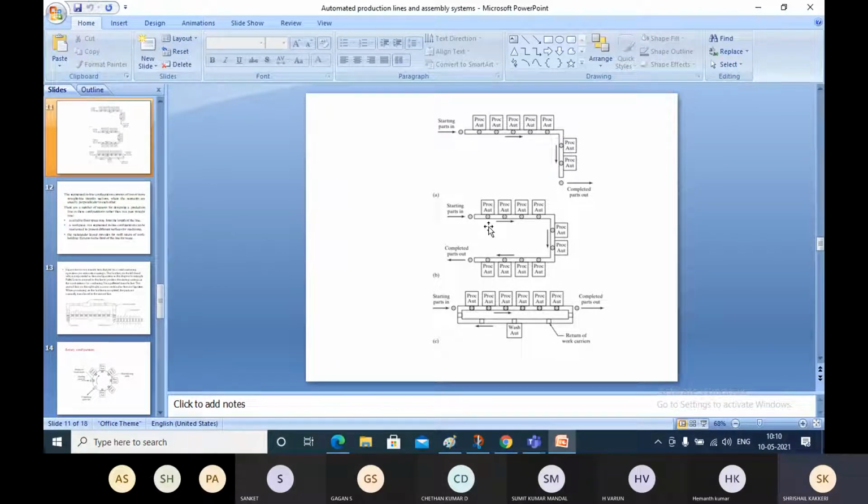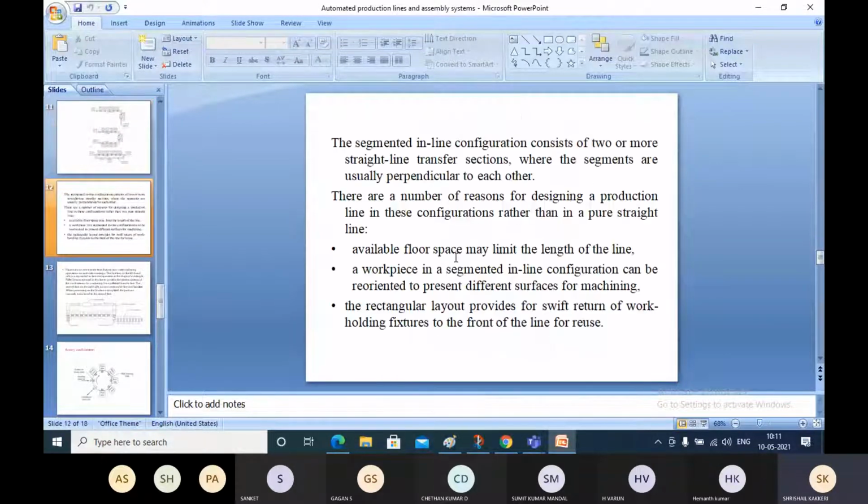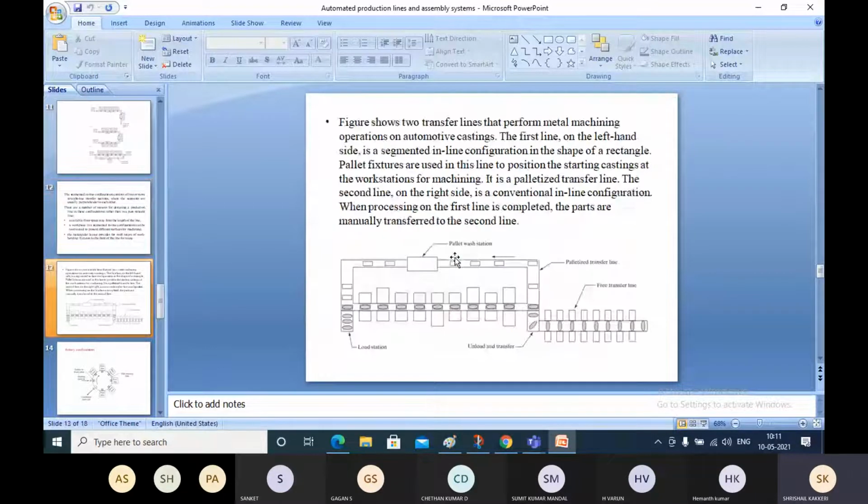In some cases, this L shape and U shape will be very essential for reorienting the parts. You can see that, for example, the part is entering here vertically, and once it comes here, it will go down horizontally, and again it will be reoriented vertically. If you have to do any processing by reorienting the base part, then the L shape, U shape, and rectangular shapes will be very useful. That is what I have given here.